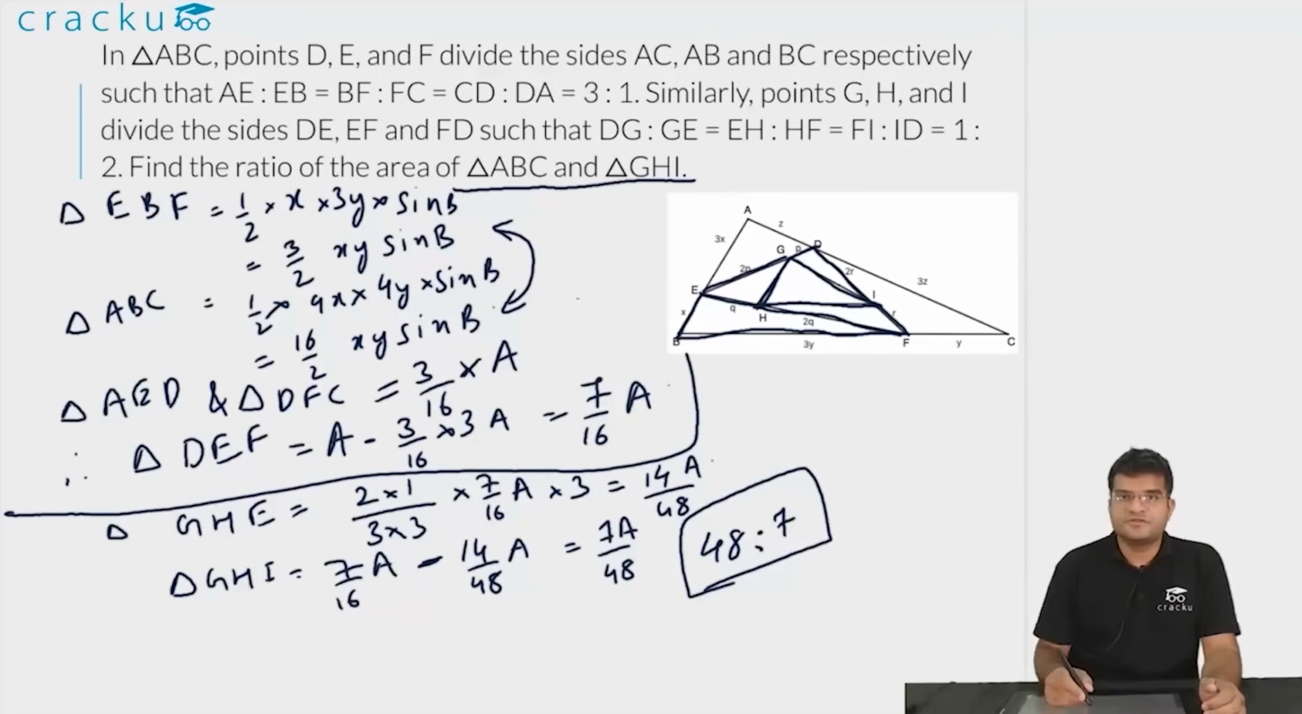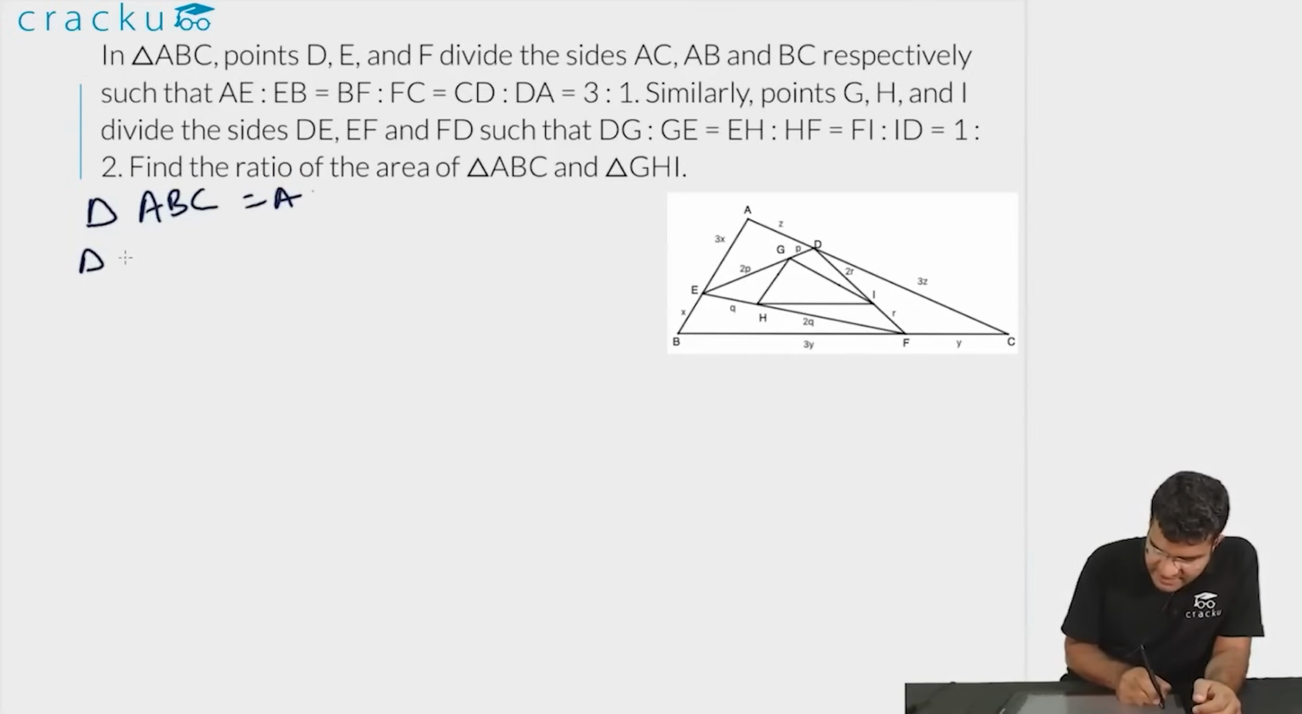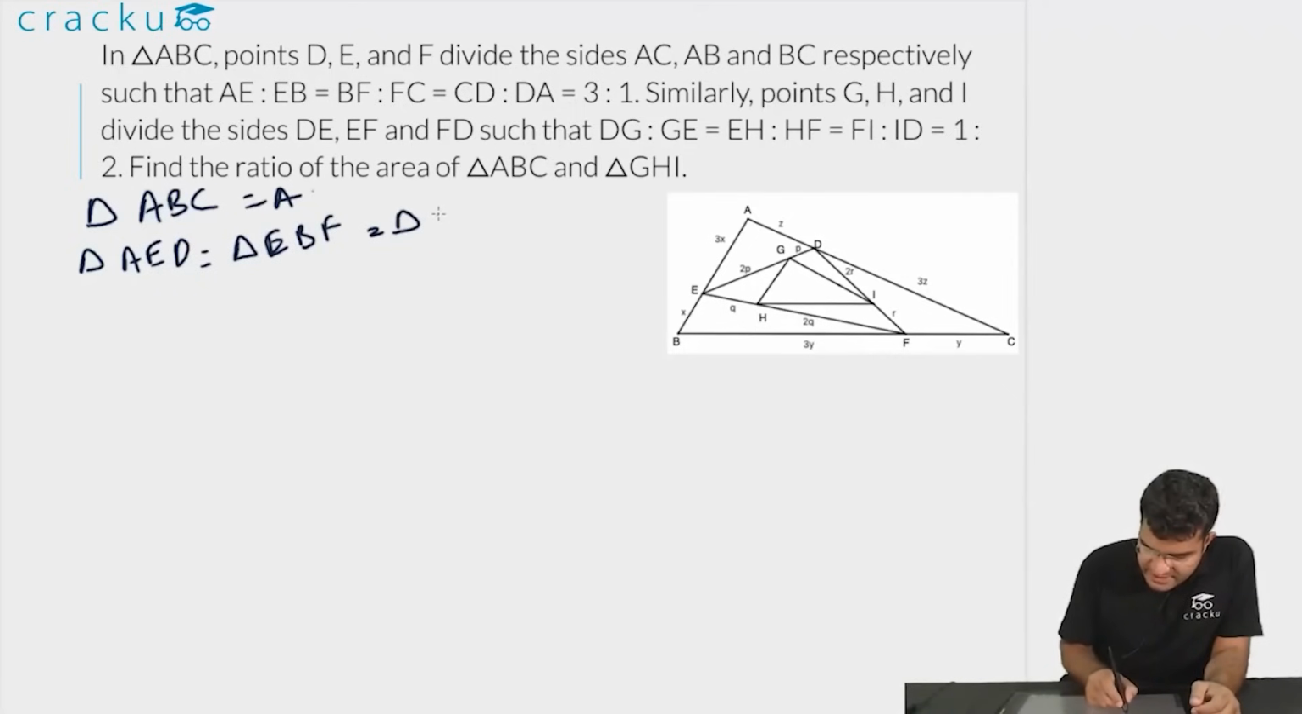48 is to 7. So to recap, let us clear everything off and let us explain what exactly we have done in more detail. To recap, what we found was, if the area of the bigger triangle ABC is equal to A, we found that the area of triangle AED is equal to the area of triangle EBF is equal to the area of triangle DFC is equal to 3 by 16A.